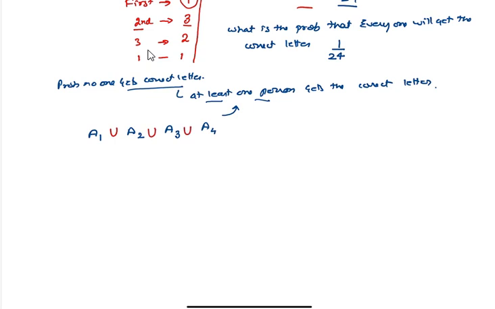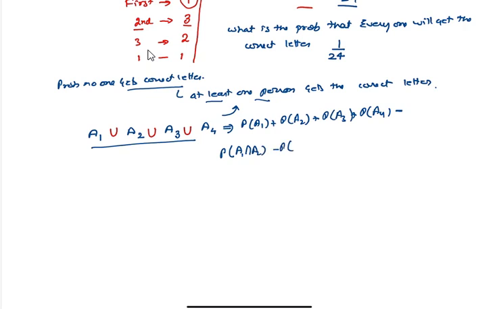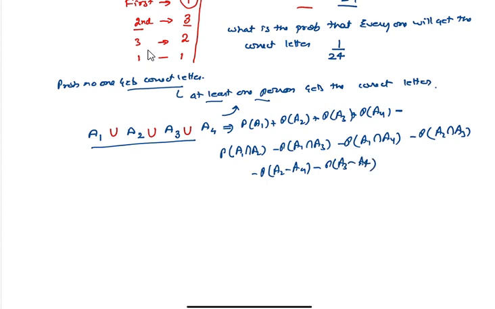And what would that be? As we had learned previously, this is going to be probability of A1 plus probability of A2 plus probability of A3 plus probability of A4, minus all of these possible combinations: probability of A1 and A2, minus probability of A1 and A3, minus A1 and A4, minus A2 and A3, minus A2 and A4, minus A3 and A4, or 1, 2, 3, 4, 5, 6.